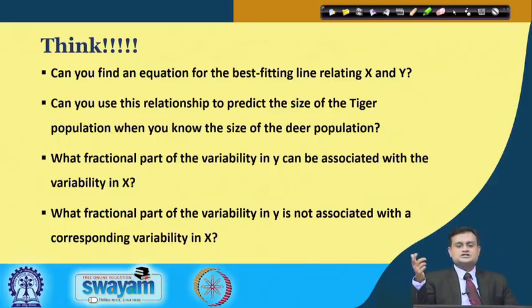Can you find an equation for the best fitting line relating X and Y, tiger and deer? Can you use this relationship to predict the size of the tiger population when you know the size of the deer population? What fractional part of the variability in Y can be associated with the variability in X, and what fractional part of the variability in Y is not associated with the corresponding variability in X? There is great scope to investigate different kinds of questions, and you may be interested in answering a couple of them as a part of this investigation.